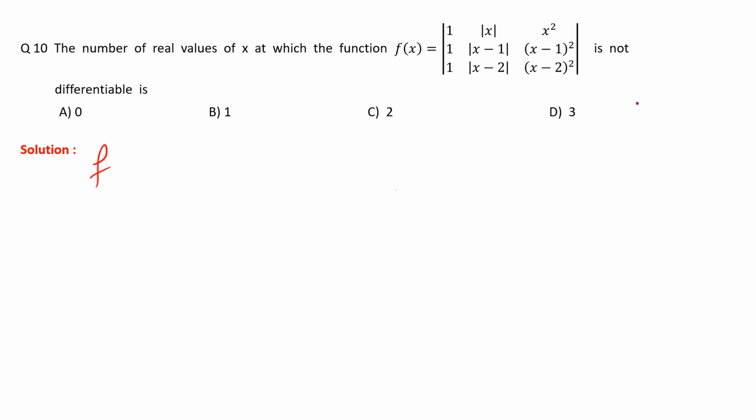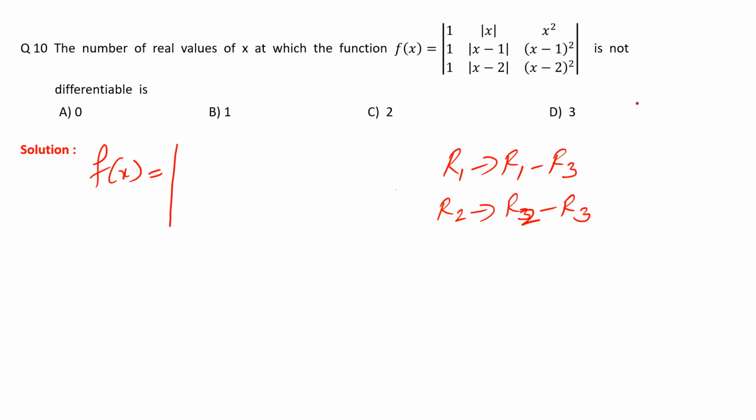Now first of all, what I am doing, I am using the properties of determinants and I am subtracting third row from the first row. That means R1 tending to R1 minus R3, and simultaneously I am subtracting the third row from the second row. That means R2 tends to R2 minus R3. Why I am doing this? Because I want to simplify this determinant and I am creating 2 zeros in the first column. So the determinant will now look like this.